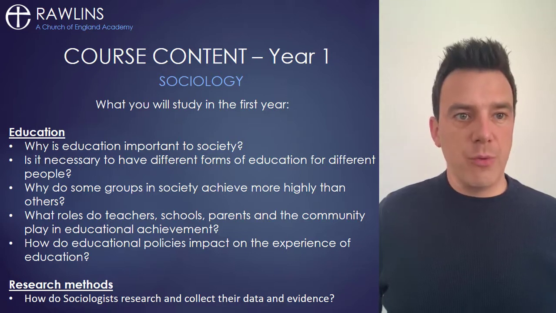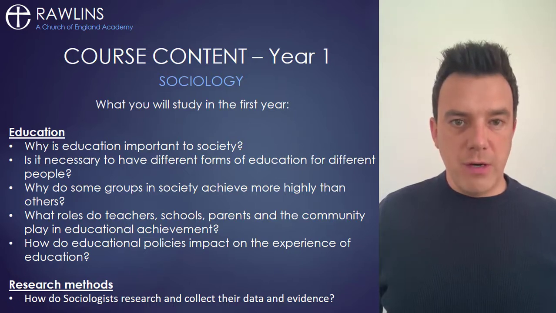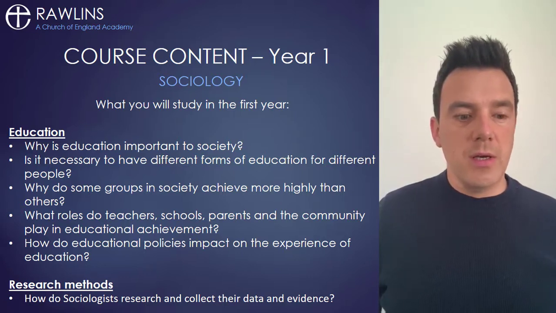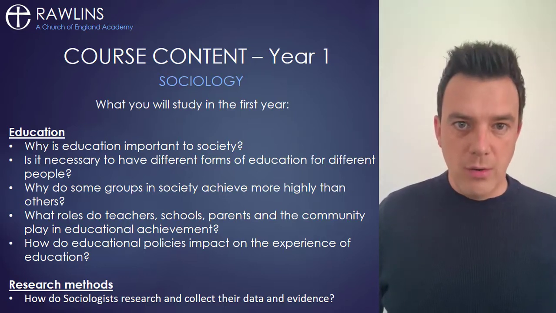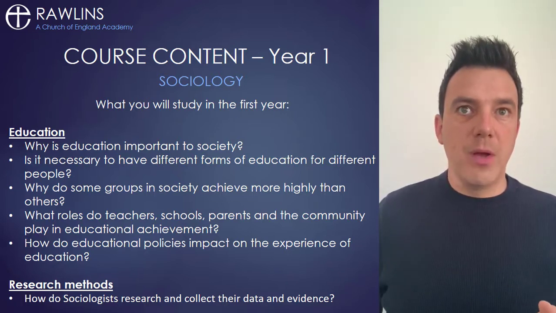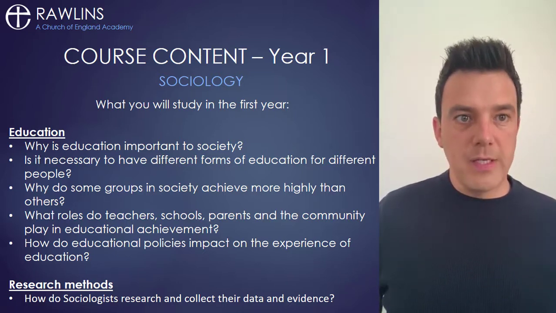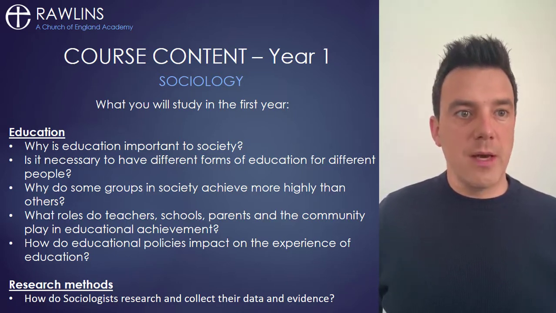Why do some groups in society achieve more highly than others? So, for example, we'll be looking at girls achieving better than boys over recent years and consistently now in almost all subjects and in all years. So we're looking at what those trends are, and we'll be looking at explaining those trends. So looking at things that go on at home and also things in schools, and to see which one has more impact.